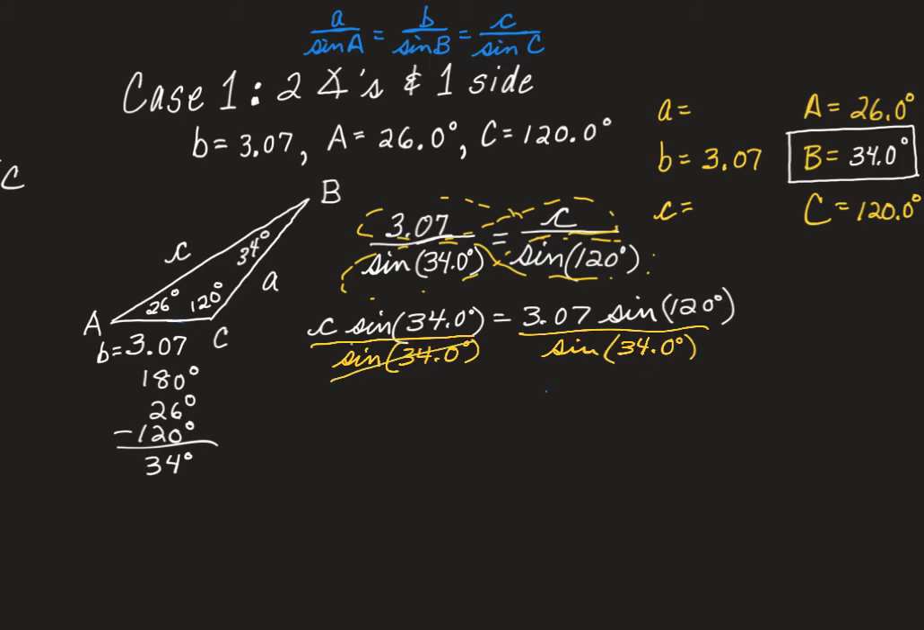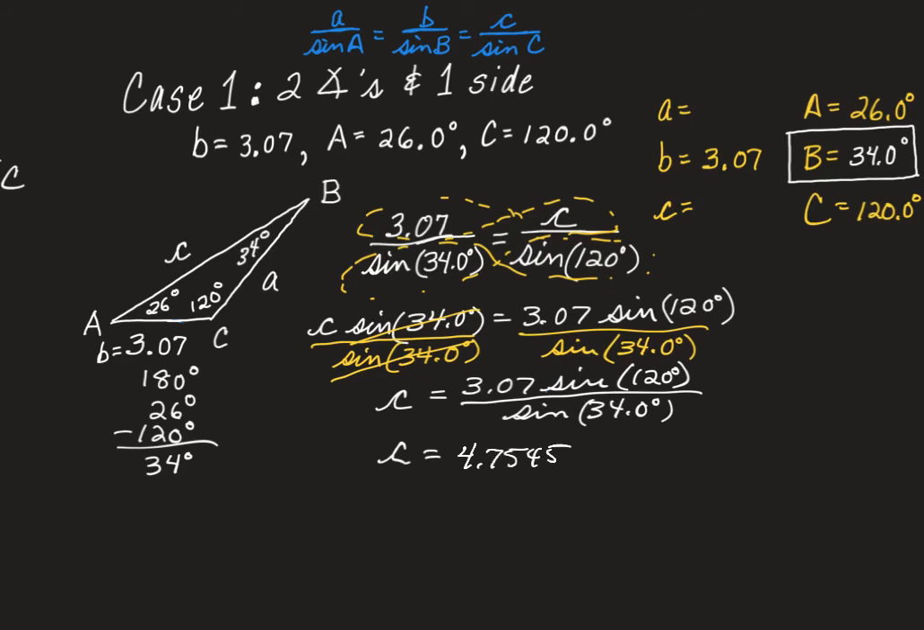That means that these sines will cancel. They will not on the other side. So we have C equals 3.07 times the sine of 120 degrees divided by the sine of 34.0 degrees. And now it's time to turn to your calculator. And we find that the length of side C is 4.7545, and so on. How many significant digits do we need? Only 3. So 4.75 is the length of side C.